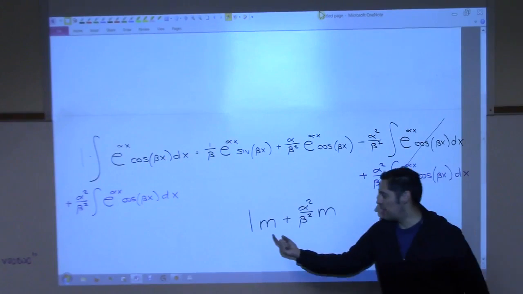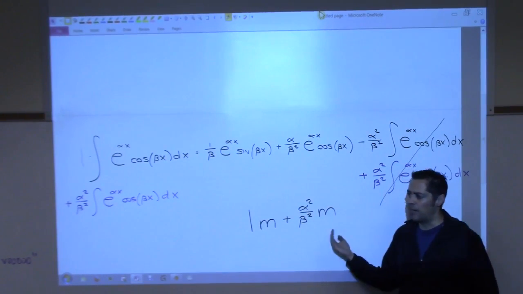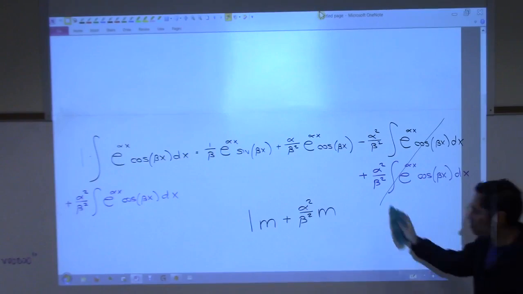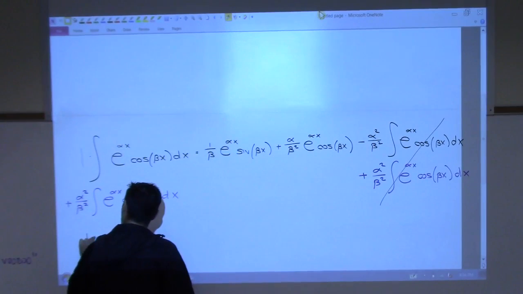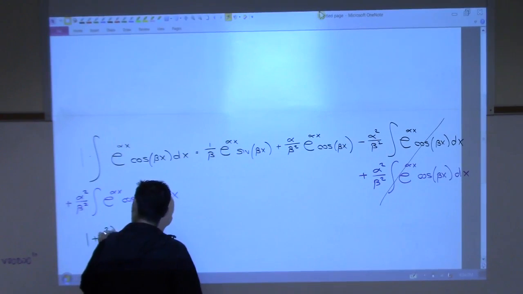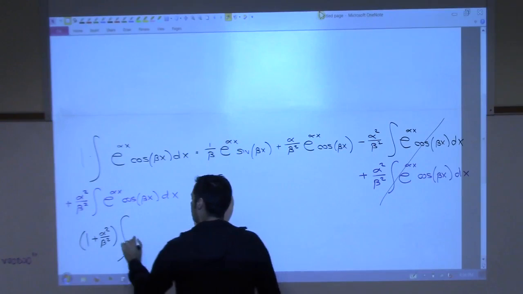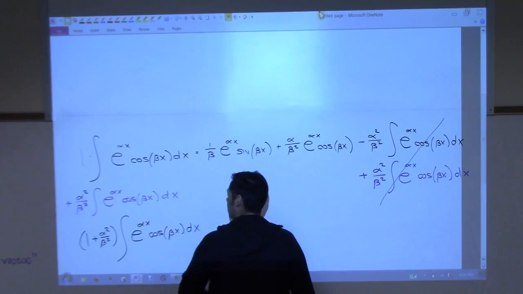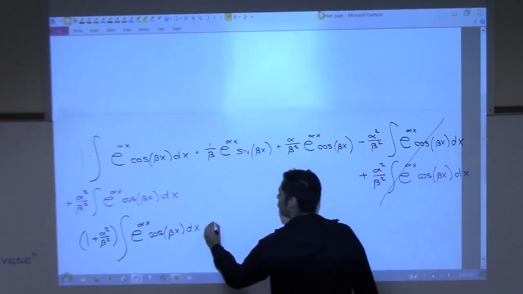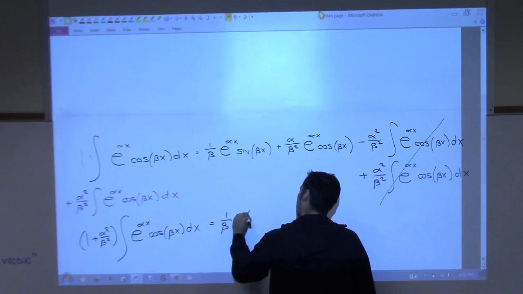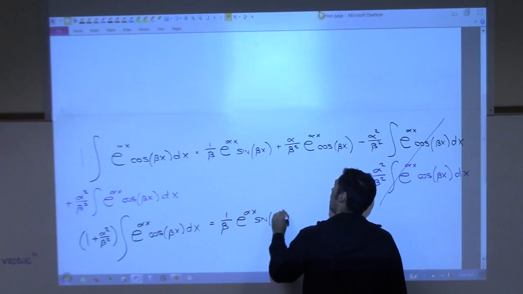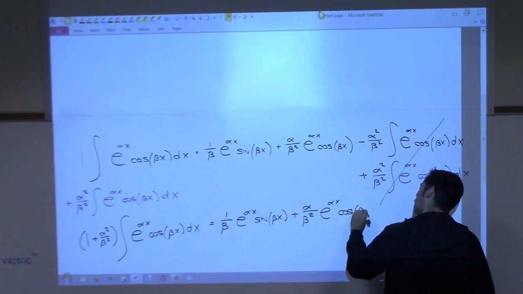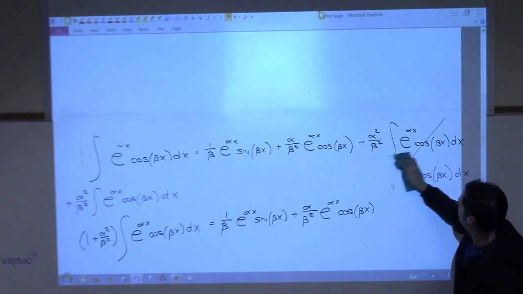You have to add up the coefficients, exactly. It's this plus this, right? So if this was like 2m plus 3m, it would be 5m. You have to add them together. So the left side actually becomes 1 plus alpha squared over beta squared integrals of e to the alpha x cosine beta x dx, right, is equal to 1 over beta e to the alpha x sine beta x plus alpha over beta squared e to the alpha x cosine beta x. And this went away, so I'm there now.